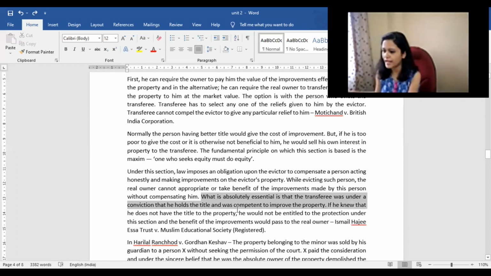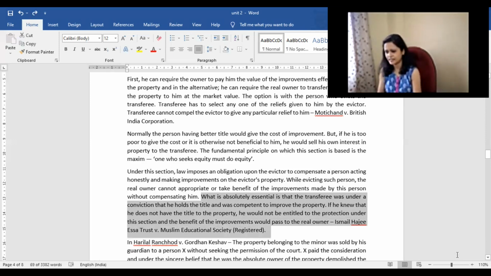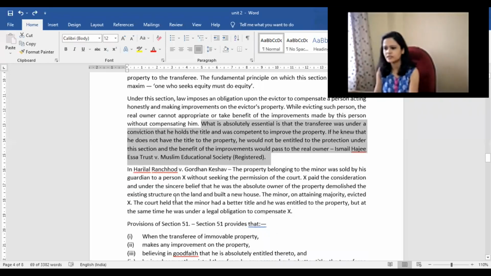If he knew that he does not have the title of the property, he would not be entitled to protection under this section, and the benefits of improvement would pass on to the real owner itself. So this was held in this case, Ismail Hazi Association Trust, Muslim Educational Society. Because otherwise, if this provision is being given, someone may just go and do some construction and be like, okay, I did this construction, so now you transfer the property to me. That also should not happen. That is the reason why this belief of the person, or good faith, bona fide belief, is very important.